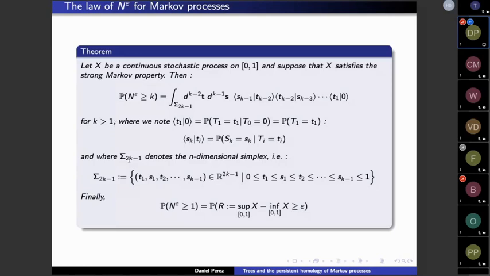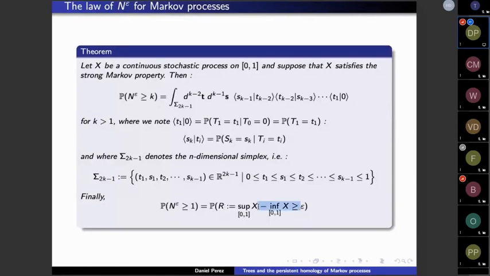And for the particular case of k equals 1, of course the probability of having at least one bar of length ε is nothing other than the probability that the range, which from now on I will call R, that is the supremum minus the infimum of this process over the whole interval, is greater than ε. That's just saying that essentially the maximum minus the minimum has to be at least ε if we want to have a bar of at least length ε.